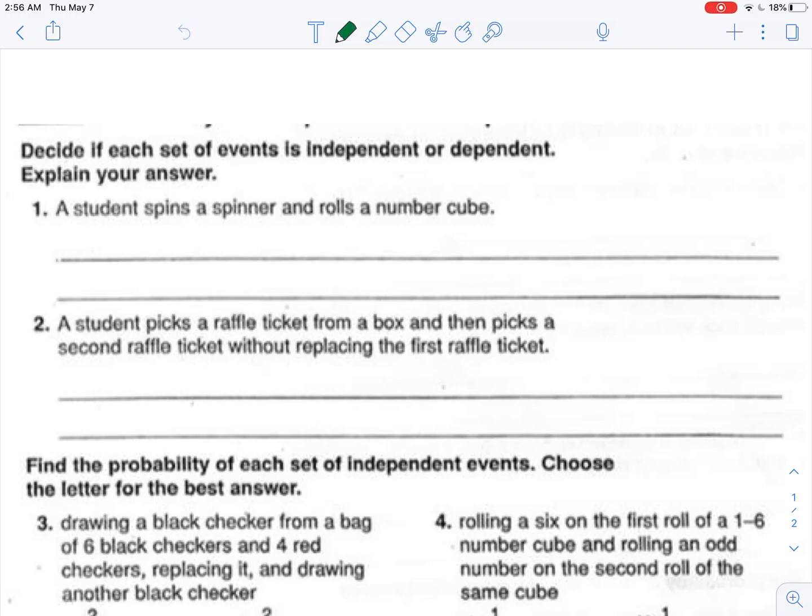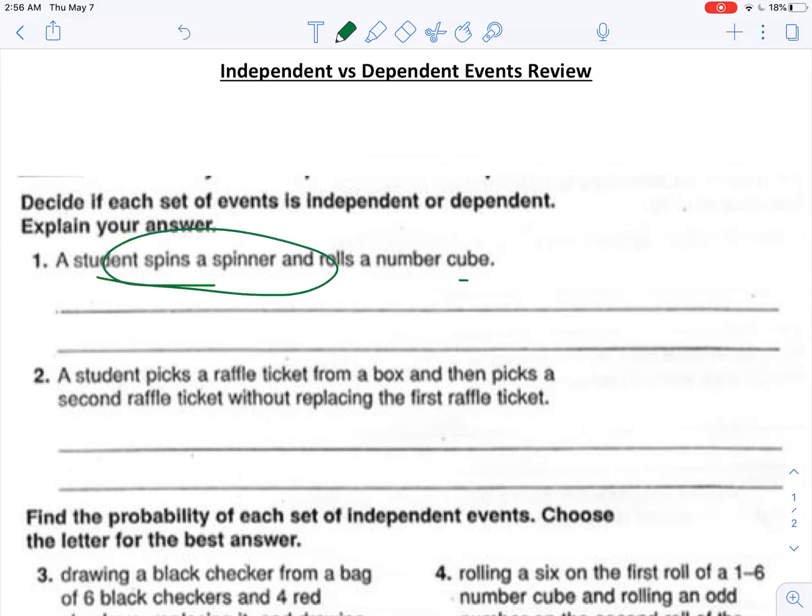So a student spins a spinner and rolls a die or a number cube. Let's say I've got a paper spinner like Wheel of Fortune. Say I'm playing Wheel of Fortune and I spin $700. Is that going to affect the probability that I would roll a 5 on a die during the commercial break? Well, assuming it's a fair die, then no, not really. So if this is not going to affect the second event, then it's independent.